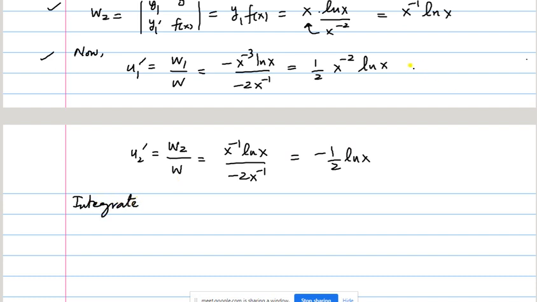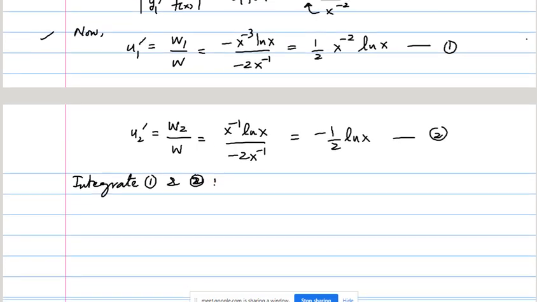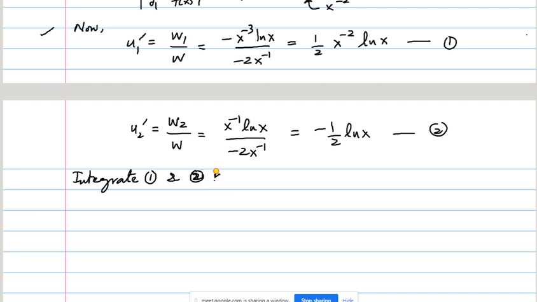Either you can integrate directly here, but because I have to use integration by parts, I cannot do it here. So I can write them separately. Integrating 1 by 2 now, u1 will be the integral of 1 by 2, which is a constant, times the integral of x^(−2) log of x. And for that, I need to use integration by parts.